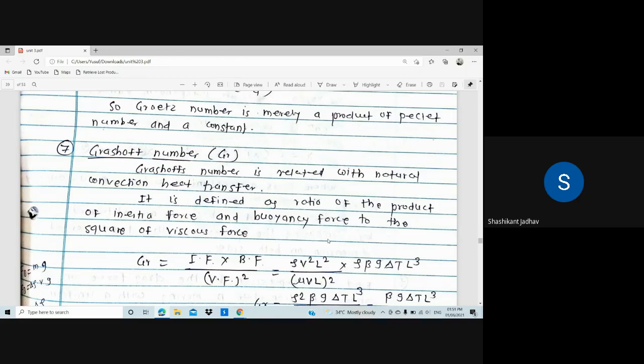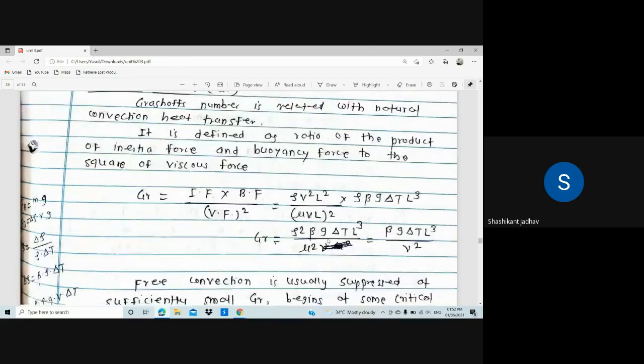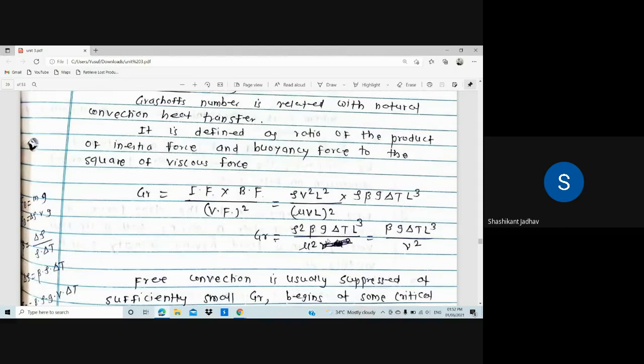Write down the definition. It is defined as the ratio of the product of inertia force and buoyancy force to the square of viscous force.